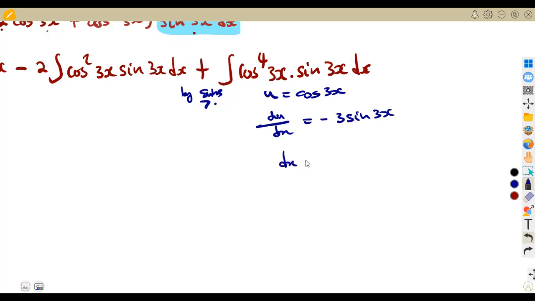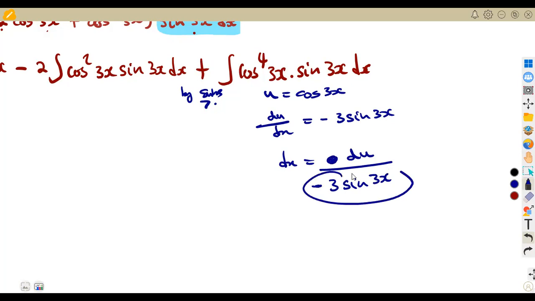Then we make dx the subject. If we make dx the subject, it's going to be minus du over 3 sine 3x. In actual sense, the minus is supposed to be like this, minus 3 like this. This is what you're supposed to have, which is fine. Just leave it like that. All right? Or you can just take the negative on top like that, okay? Which is one and the same thing.